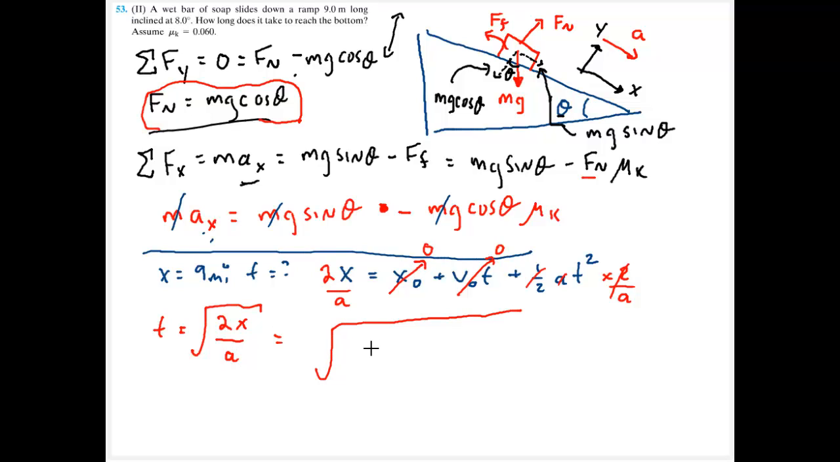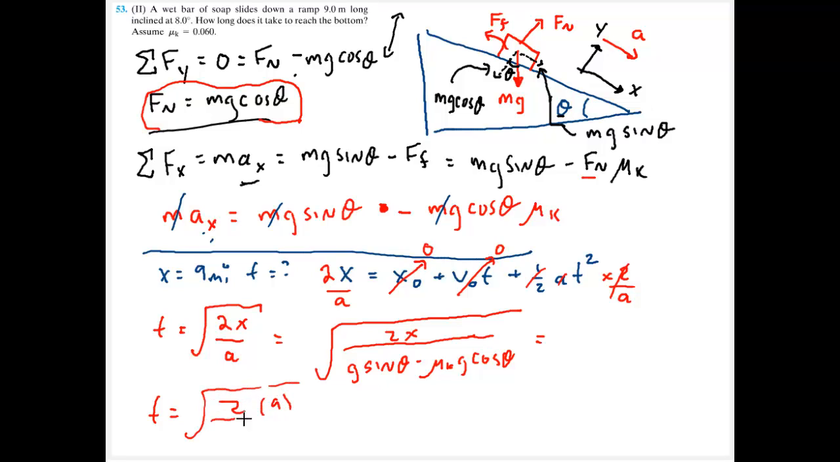So I can plug in that acceleration that I have before, that big nasty guy. It's going to be g sine theta minus mu sub k g cosine theta. And now I know what all these guys are. It's simply a matter of plugging them in. So the time is going to be 2 multiplied by 9 meters. I know what gravity is, 9.8. Sine, my angle is 8.